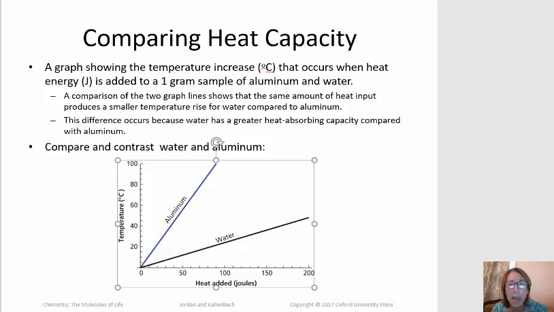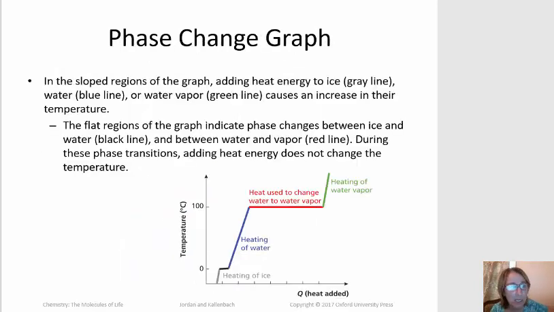So we know from our everyday life that when we add heat to a metal, its temperature increases really quickly, whereas if we're trying to boil water, it can take a tremendous amount of time. So we'll look at specific heat capacity in some more detail, but let's look right now at the relationship between heat and temperature in this phase change graph.